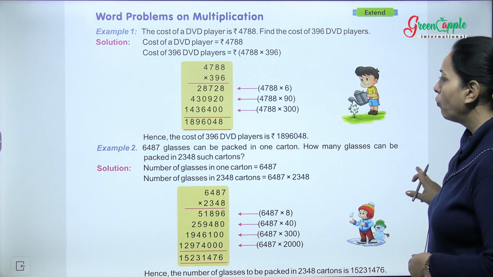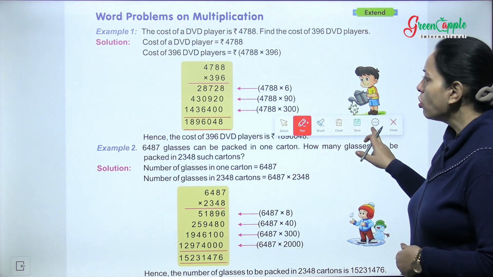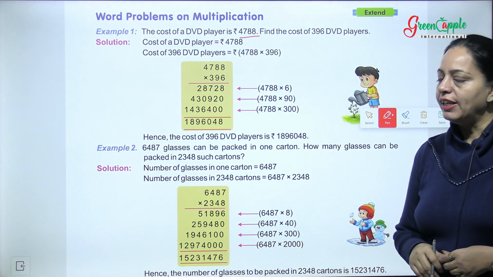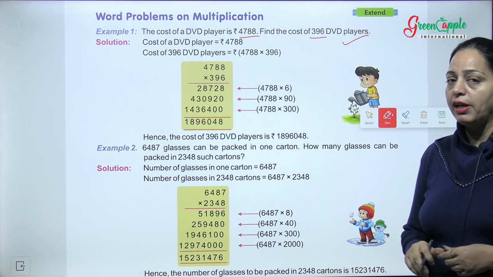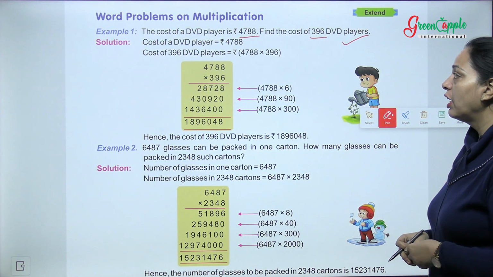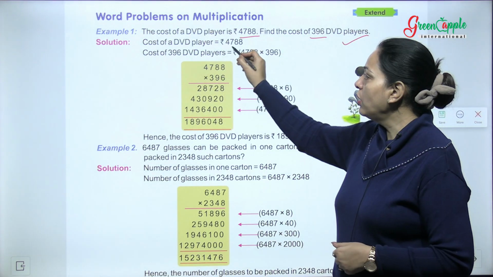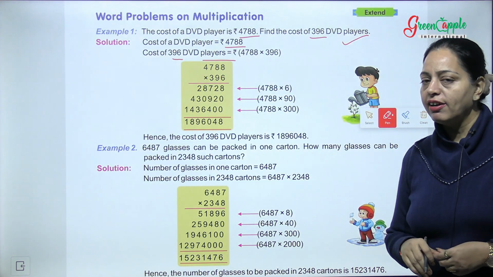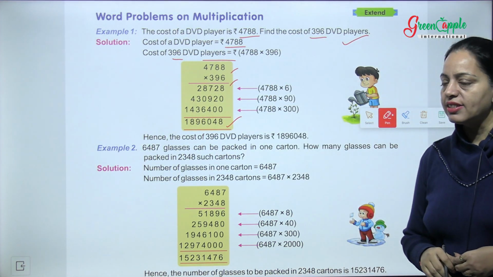Now we are talking about word problems on multiplication. Example 1, the cost of a DVD player is rupees 4788. Find the cost of 396 DVD players. It would be more. More के लिए हमें क्या करना पड़ेगा? Multiply. So cost of a DVD player, cost of 396 DVD players, इन दोनों को multiply. So this is the answer.